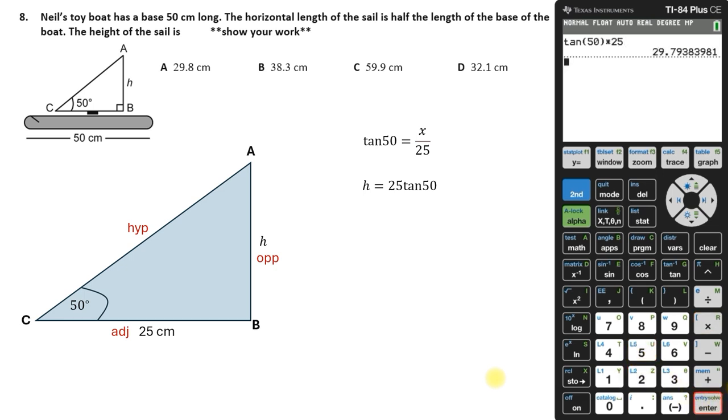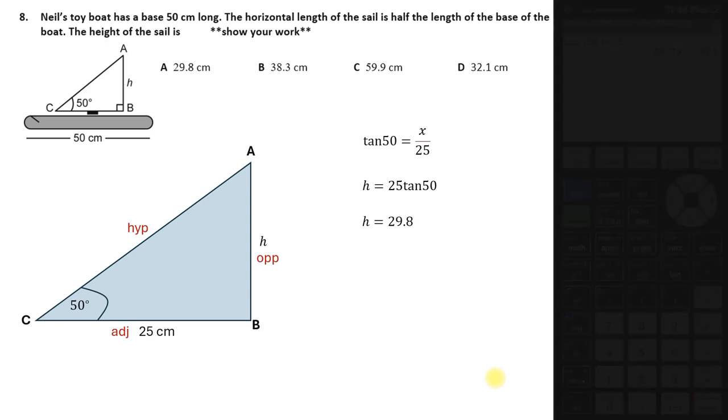Giving us an answer of 29.79, which we can round up to 29.8. So our answer is letter A, 29.8.